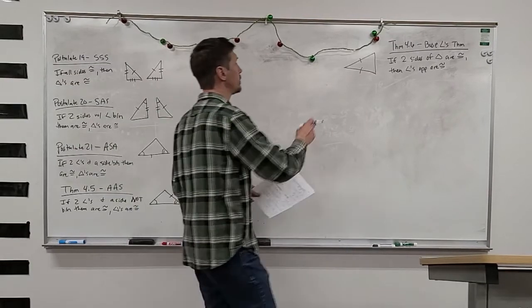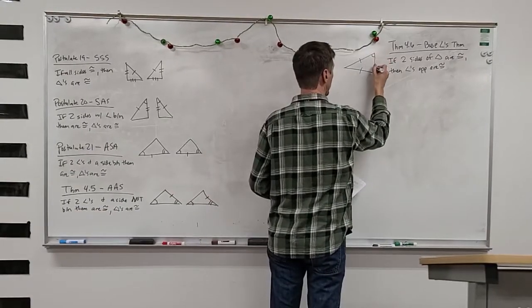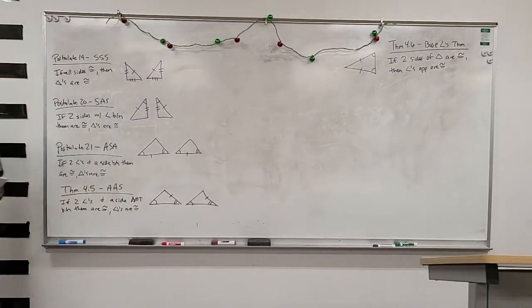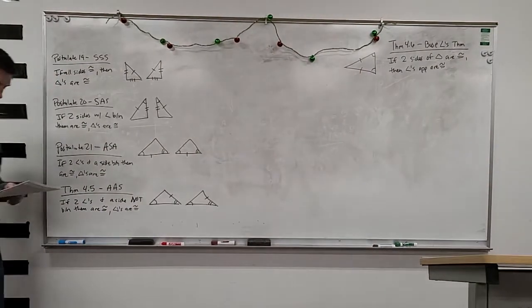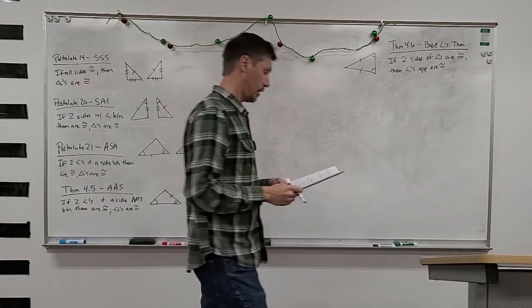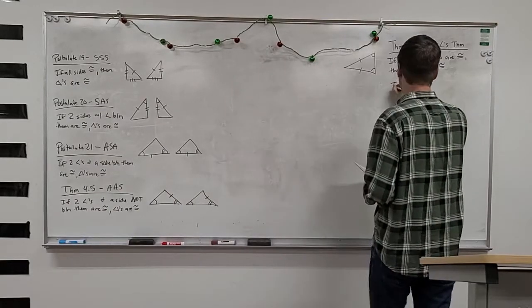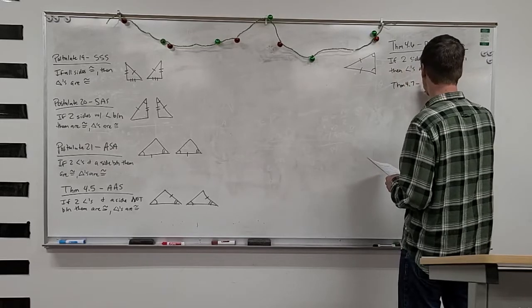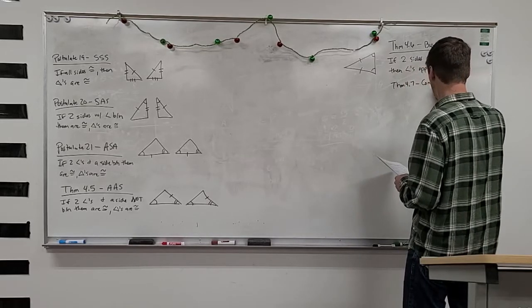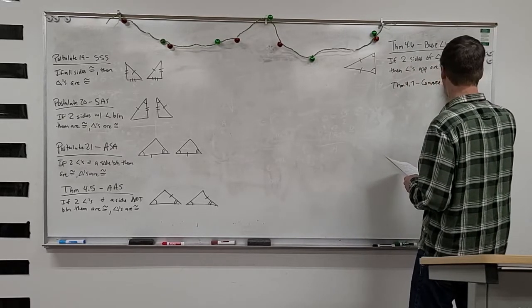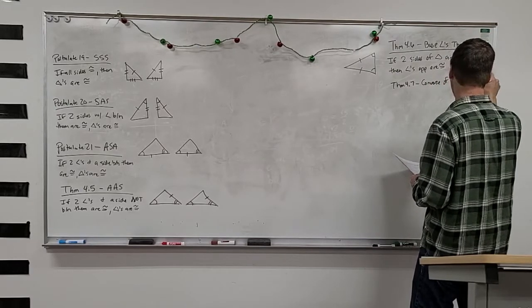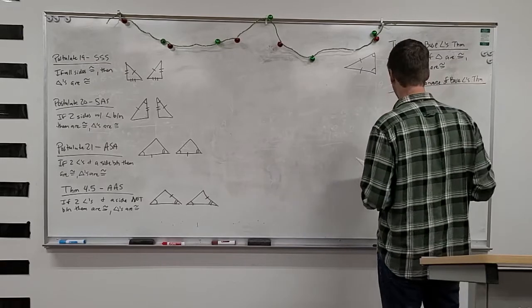So if these two sides are congruent, then we can say that these two angles, the angles that are opposite those sides, are also congruent. And then theorem 4.7 is the converse of that. So it just states it the opposite way.